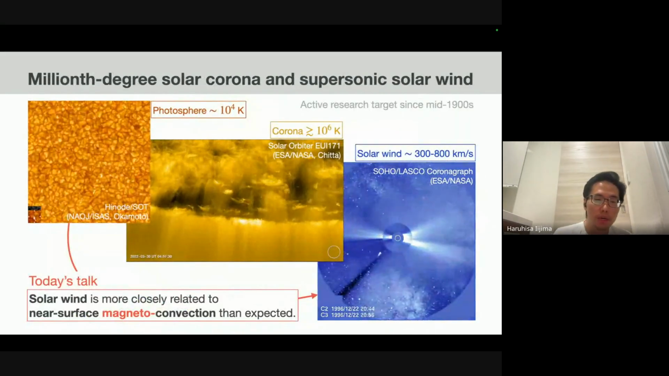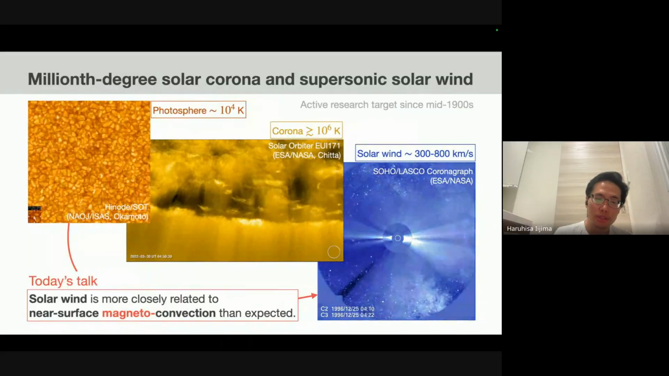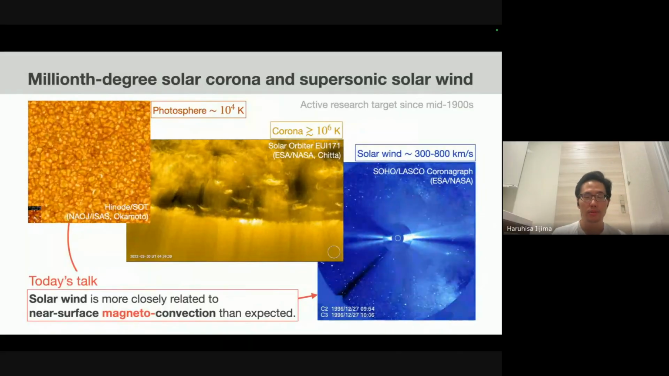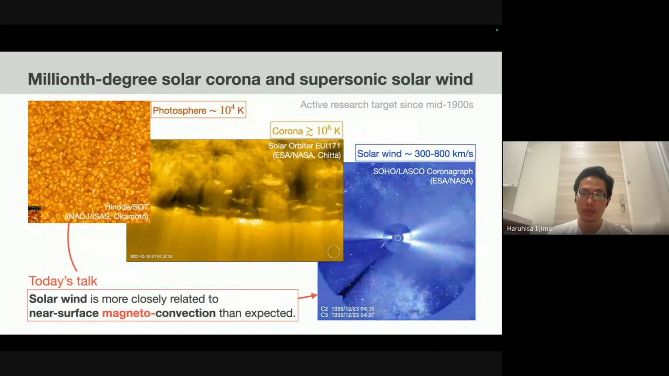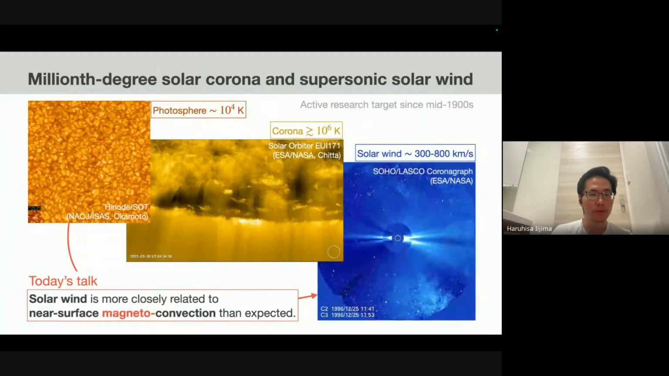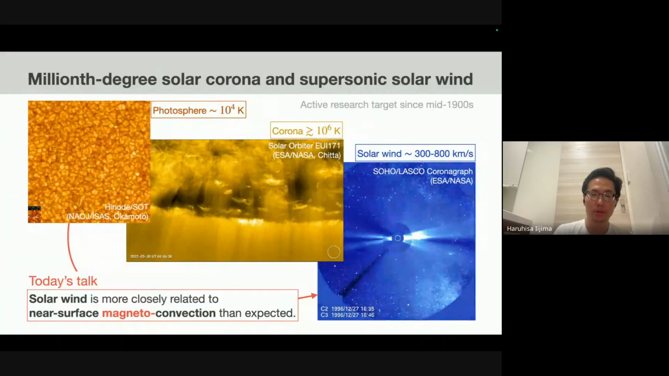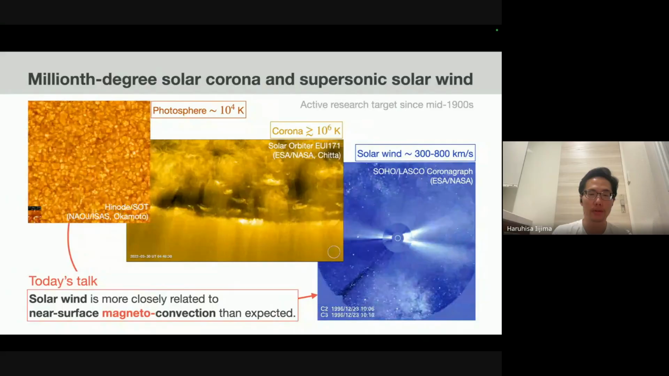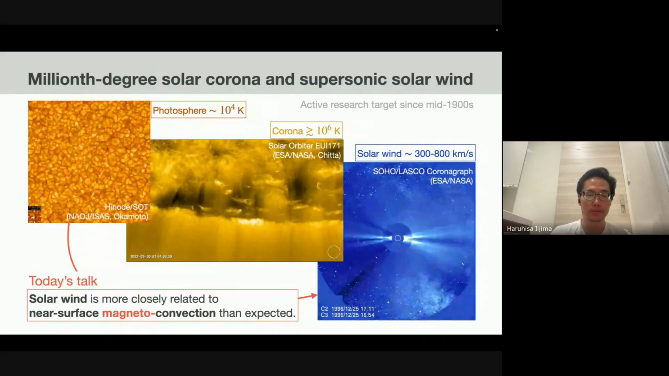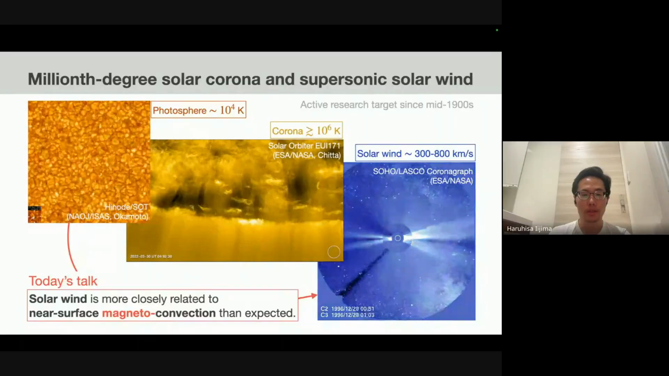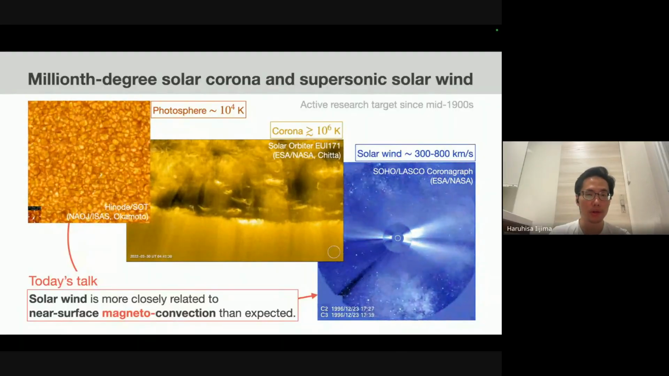My talk today is on the relation between the solar photosphere and the solar wind. We found that the solar wind is more closely related to near-surface magnetic convection on the Sun than we had expected before.